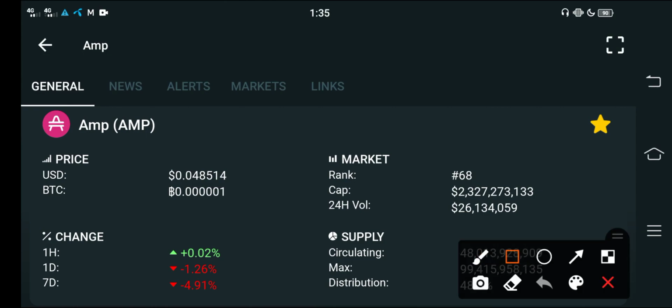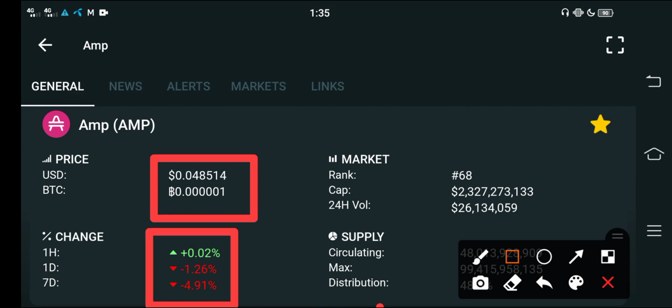The right now price of AMP coin in the market is about 0.04851 USD. That is the right now price of AMP coin. Furthermore, guys, if we talk about the changes of AMP coin, the last 1 hour change is about positive 0.02%. The last 1 day change is negative 1.26%. The last 1 week change is about negative 4.91%, guys.